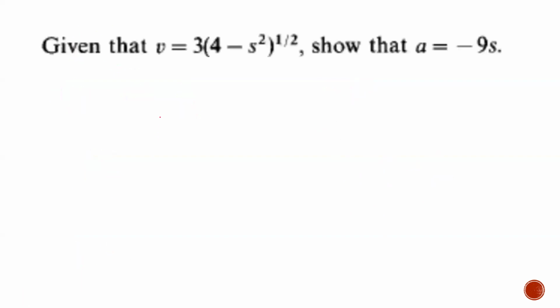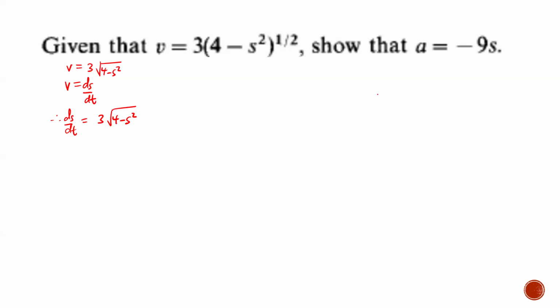Okay, let's try an example then. Given that velocity is equal to 3 times (4 minus s squared) to the power half, show that acceleration is equal to negative 9s. Now what do we know? We know that velocity is equal to ds/dt. Since velocity is 3 times the square root of 4 minus s squared, that means ds/dt is equal to 3 times the square root of 4 minus s squared.